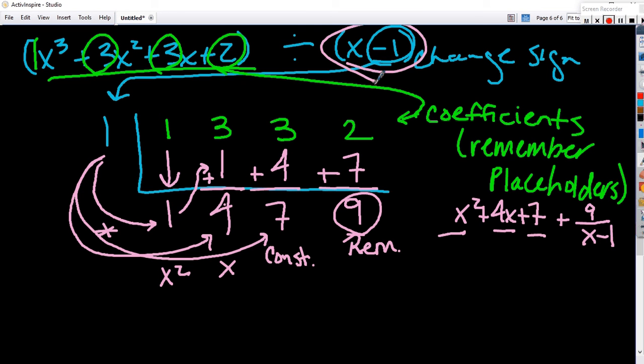Is that why it has to be x plus a number, to keep your remainder from being a problem? It only works when it's x plus a number. Yeah. Let's do another one.